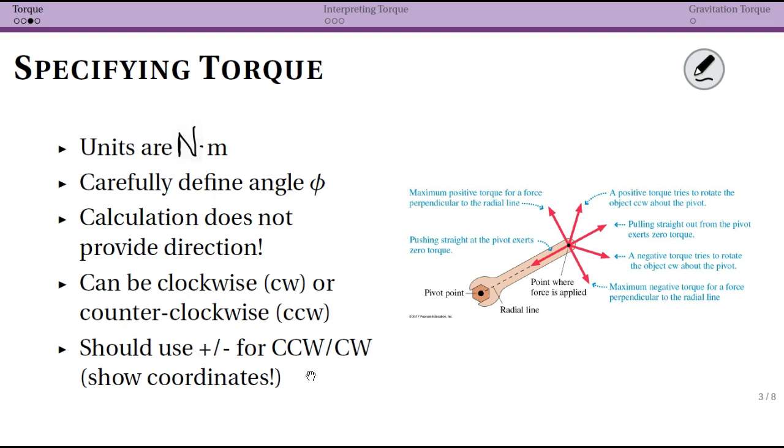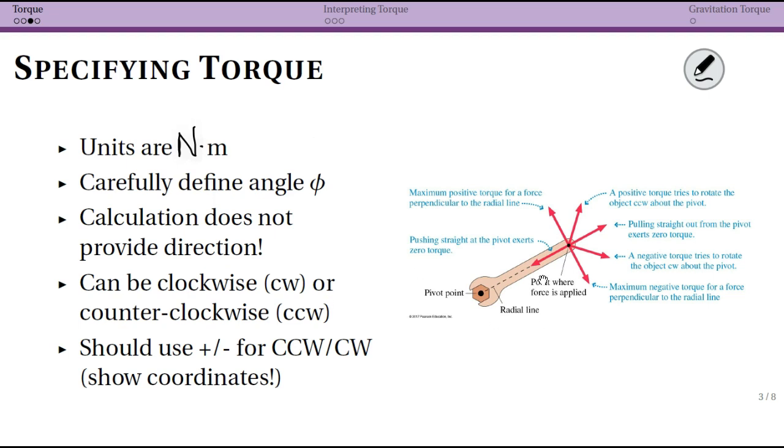One is defined for, usually the book uses positive for counterclockwise and negative for clockwise, but you should always show your coordinates. Define on your work which way is positive and which way is negative. So let's go through looking at this angle.